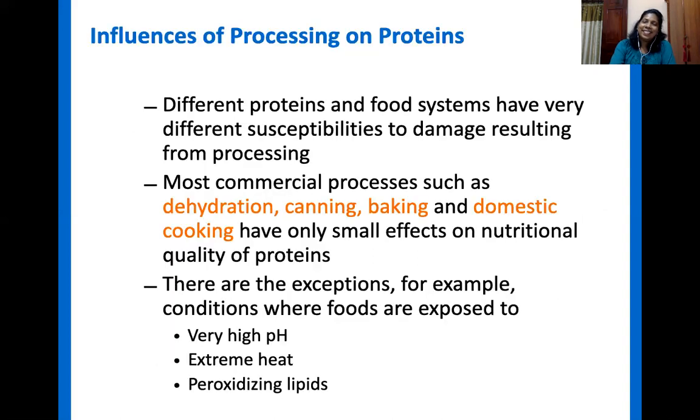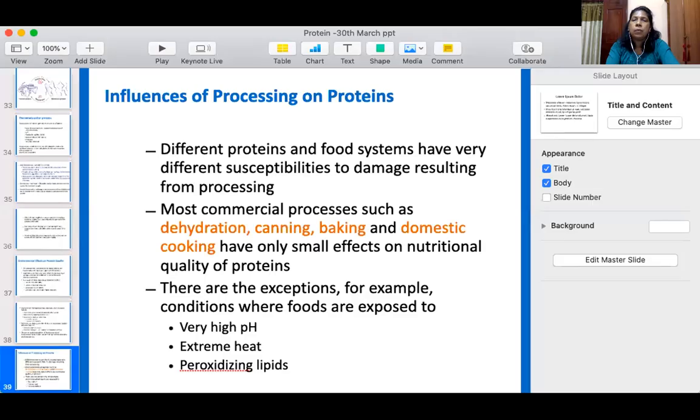Influence of processing on protein. So shall we stop today? I think today we have discussed very few slides, but though we discussed very few slides, I think you learned a lot.